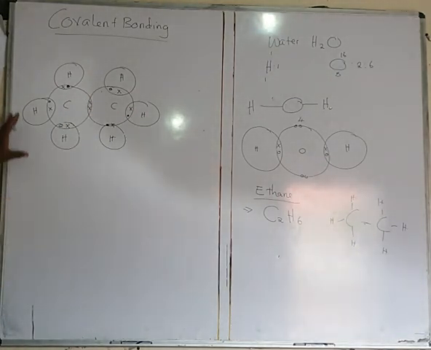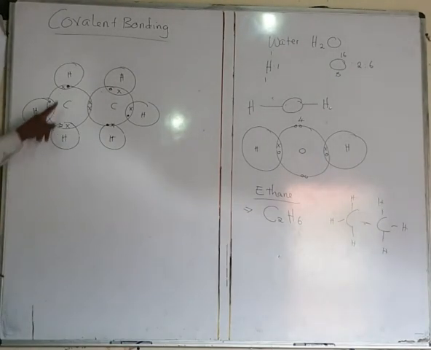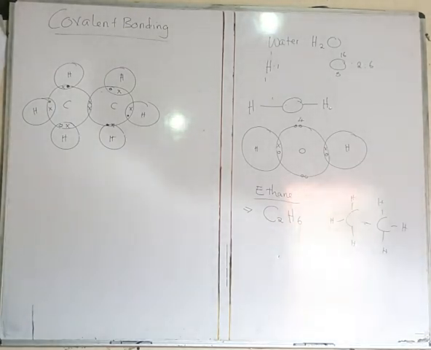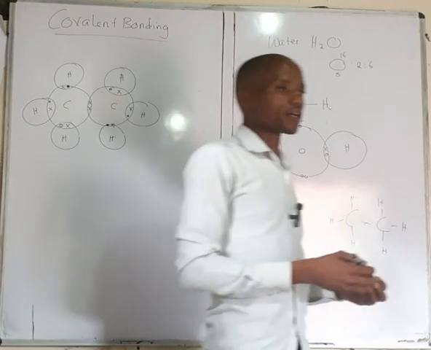If you are to count there, you discover that this is stable. Carbon must have 8, hydrogen must have 2. You see that? So this is the structure for ethane.